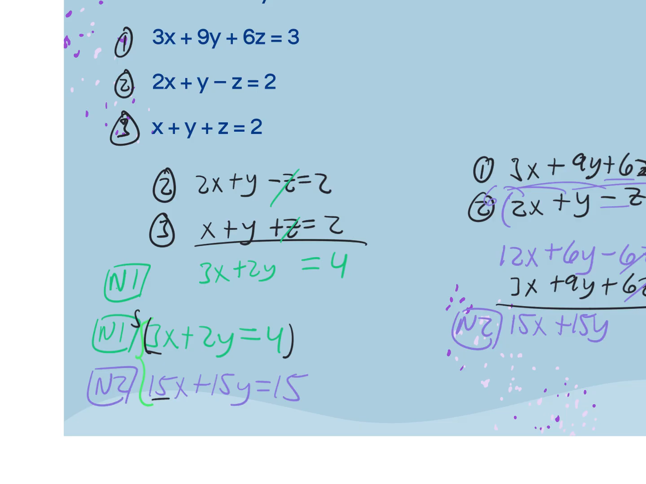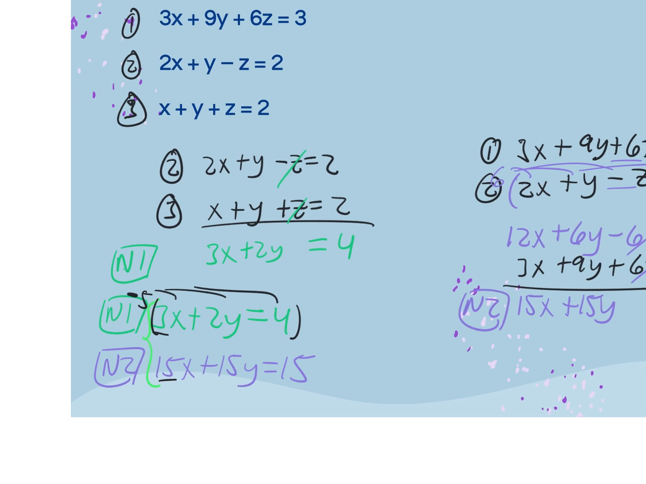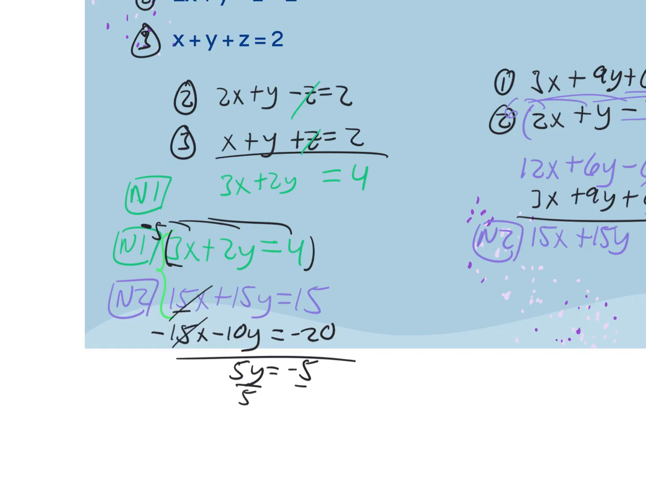So that means I can multiply this entire equation by 5 to get the same sign. Or you can do negative 5 so that it has the same number but opposite. So if I multiply this first new equation by negative 5, you get negative 15x minus 10y equals negative 20. And then when you go to combine these, the x's cancel, and then you're left with 5y equals negative 5. And then very simple, you just want to divide by 5, and you get y equals negative 1.